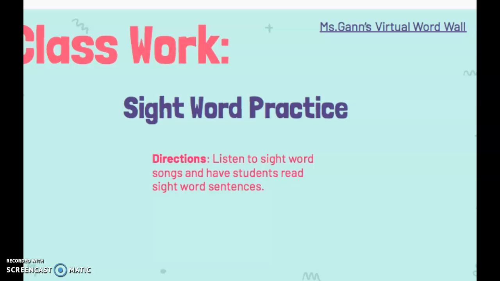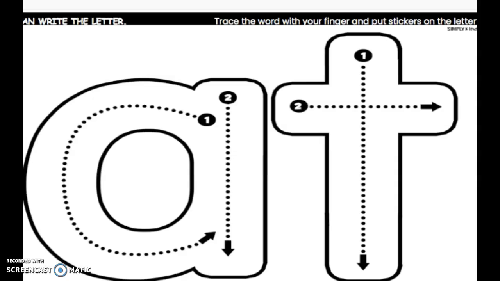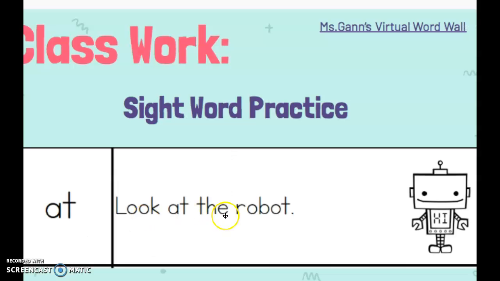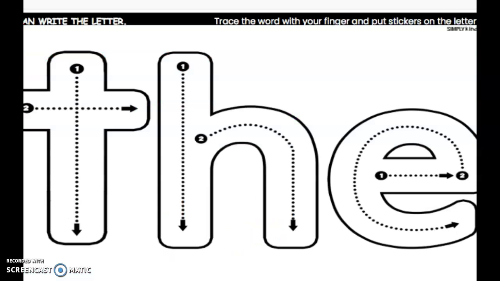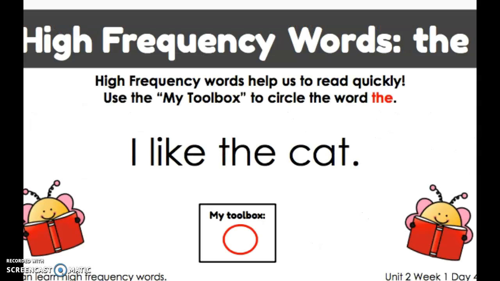All right, we're going to review our sight words. The first sight word is at. At, A-T. Look at the robot. Our next sight word is the. T-H-E, the. I like the cat. Find the word the. I like the cat.